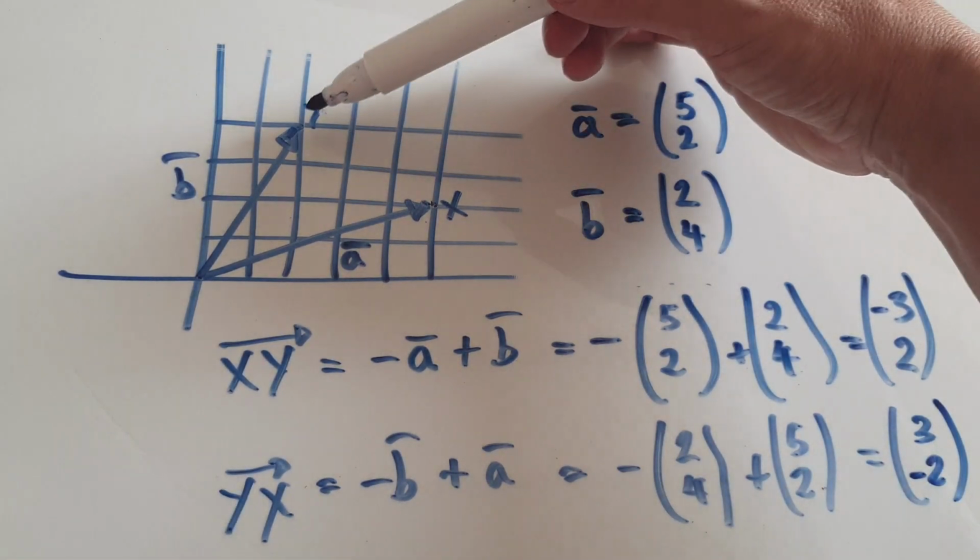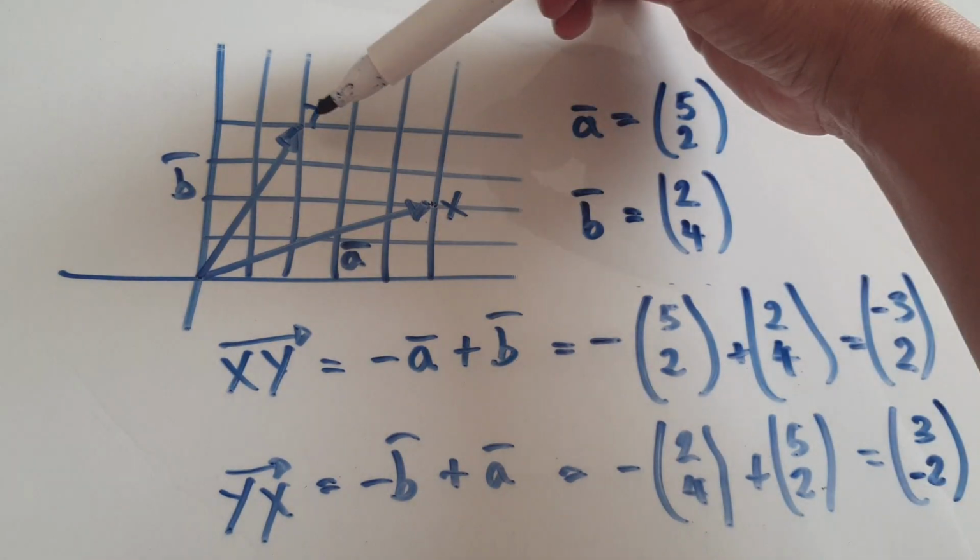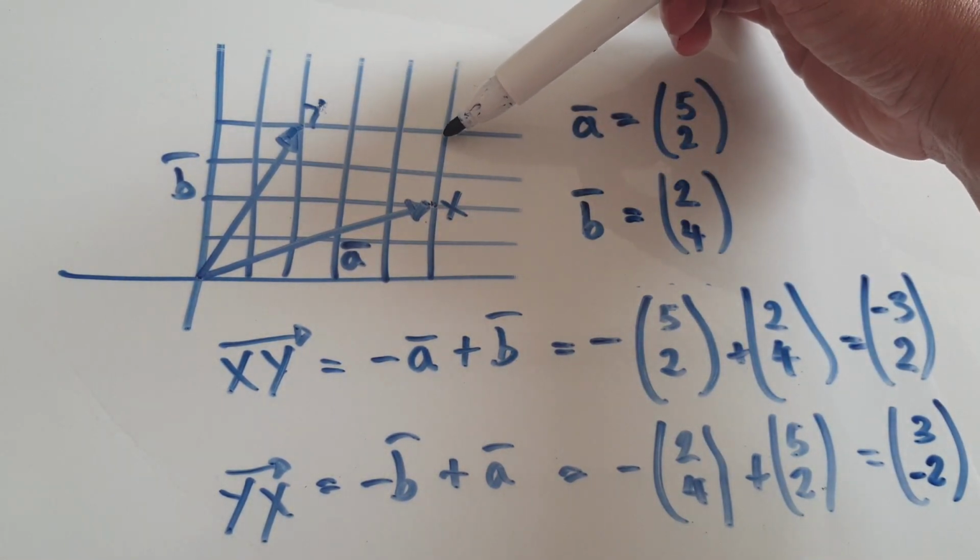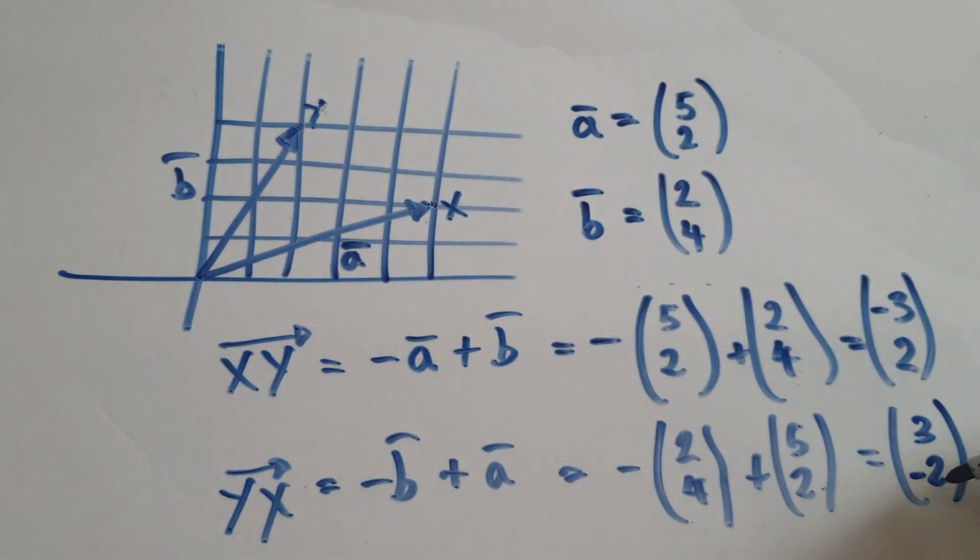And then you can see that's true because look, you've gone 3 in the positive direction, and then you've gone 2 down, which is here. Okay?